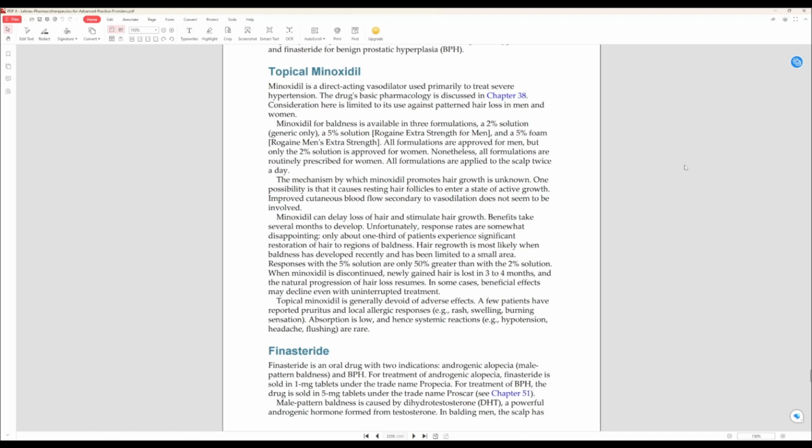Minoxidil is a direct-acting vasodilator used primarily to treat severe hypertension. The drug's pharmacology was discussed in Chapter 38. Considerations here are limited to the use against patterned hair loss in men and women. Minoxidil for baldness is available in 3 formulas: a 2% solution, a 5% solution, and a 5% foam. All formulations are approved for men, but only the 2% solution is approved for women. Nonetheless, all formulas are routinely prescribed for women. All formulations are applied to the scalp twice a day.